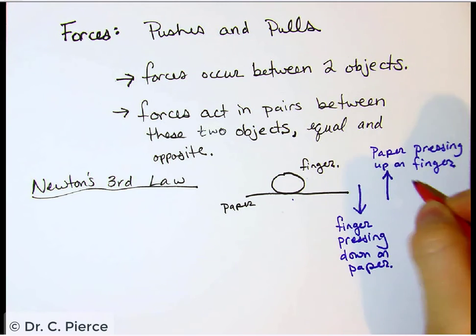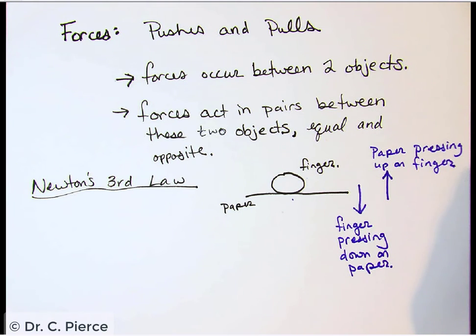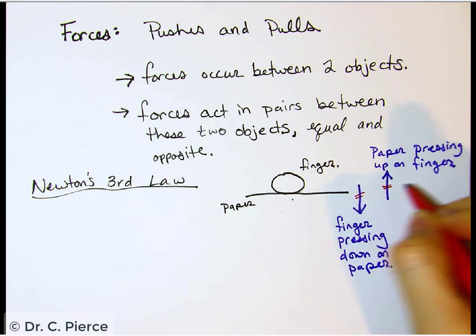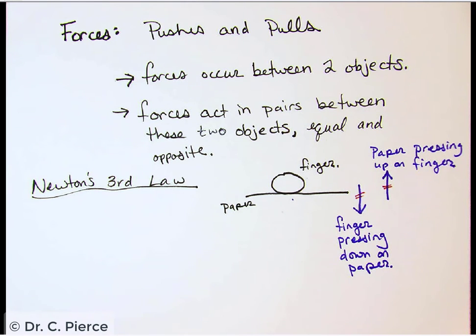Anywho, to indicate that these two arrows are equal, one thing we could do is put two little hash marks on them. You don't have to do that. I just like to do it. It kind of gives me a visual reminder that yes, those two arrows are equal.